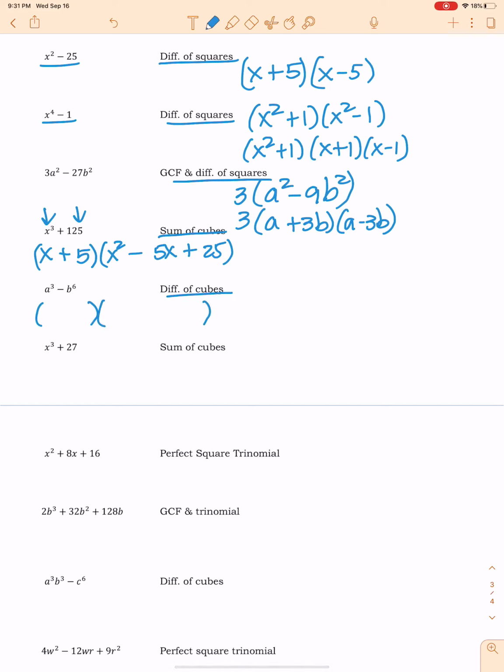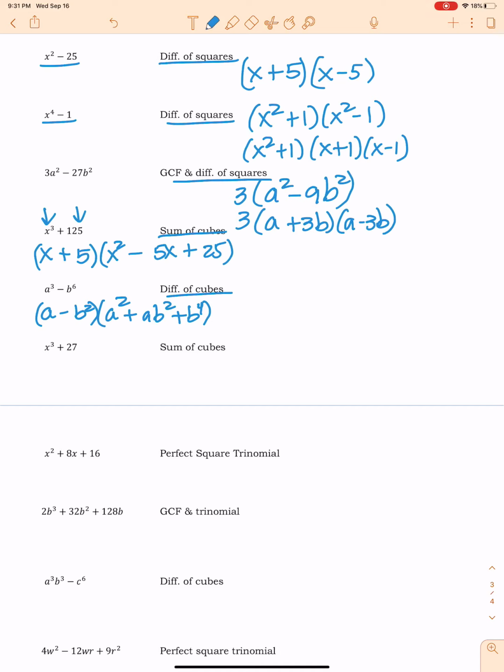Okay, difference of cubes. Binomial, trinomial. The cubed root. The cubed root. Same sign. I square, I multiply, I square, and my signs are positive, positive. Just like that. It's magical.